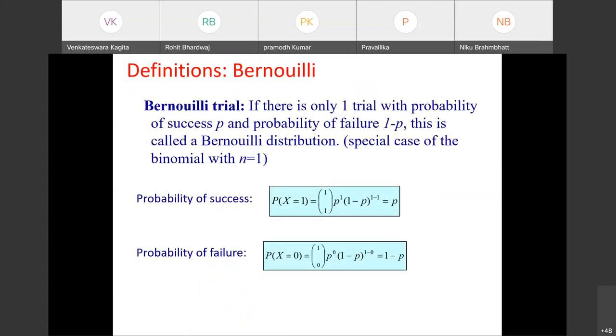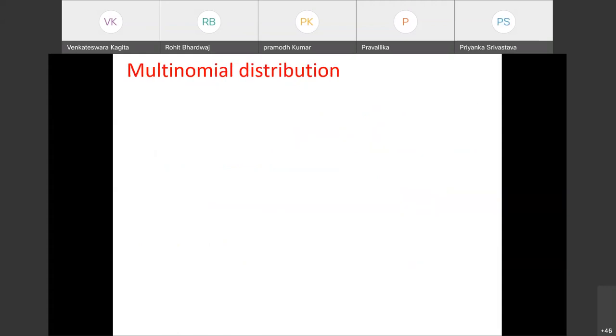And the Bernoulli distribution is a special case of the binomial distribution where n is equal to 1, right? So binomial with n equal to 1 is the Bernoulli distribution. There is only one trial, not n trials. The probability of success is p, and the probability of failure is 1 minus p.